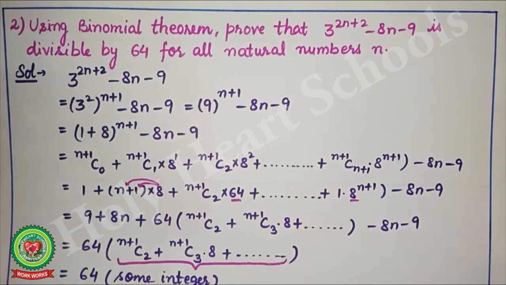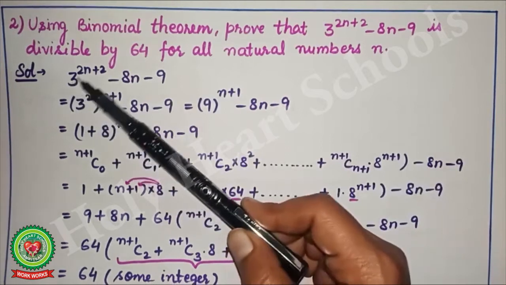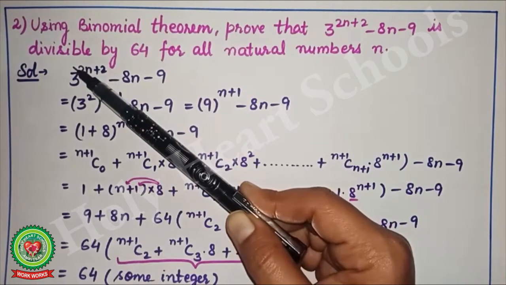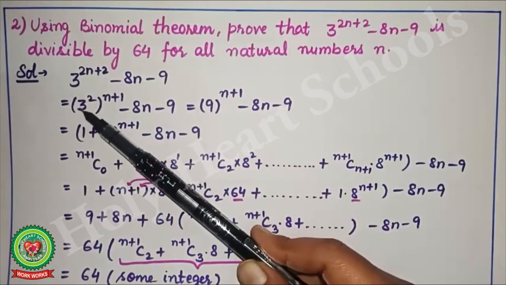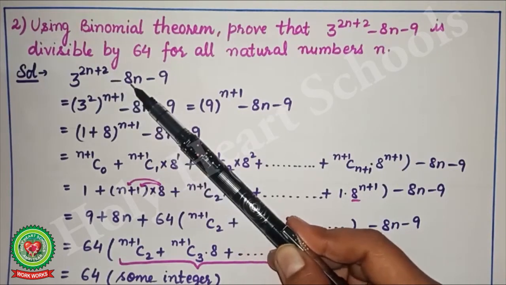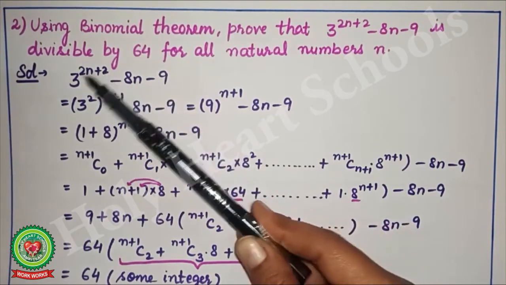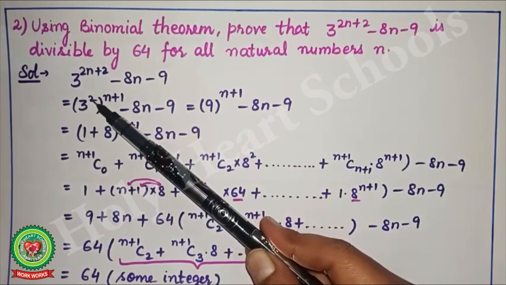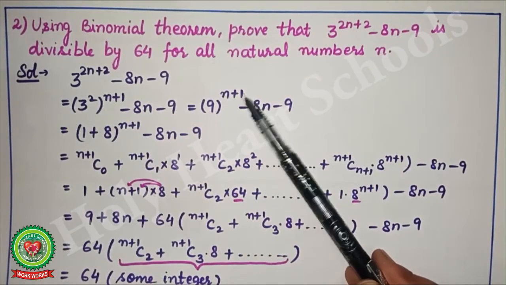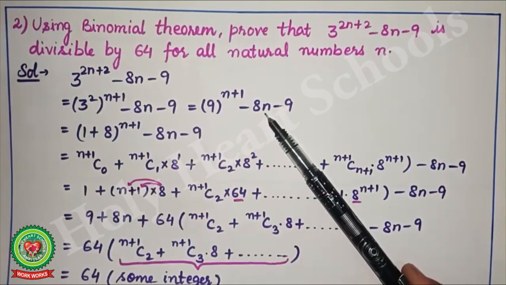And for using binomial, we need binomial terms with the power. So here, look at the term which is having a power. So only the first term is having a power. So in the first term we can take 2 common and write it like this. Firstly, the statement 3 raised to power 2n plus 2 minus 8n minus 9. Then take 2 common, it will become 3 square. So 3 square is equal to 9 raised to power n plus 1, and the last 2 terms as they are.